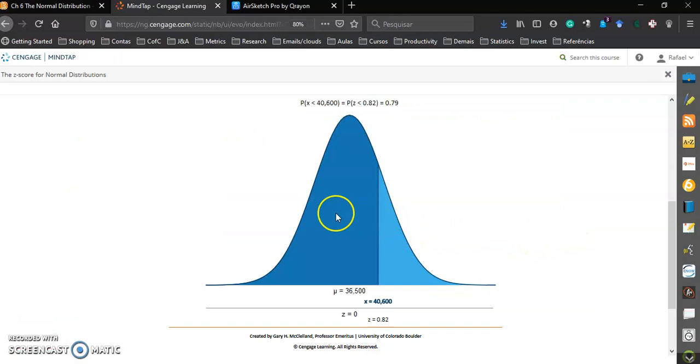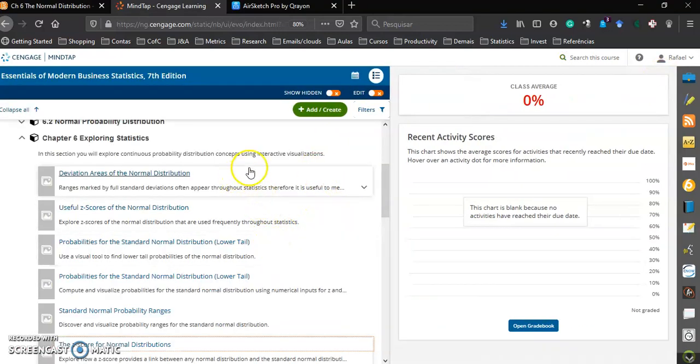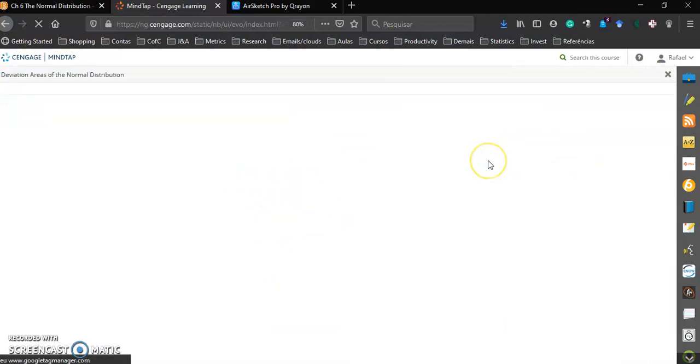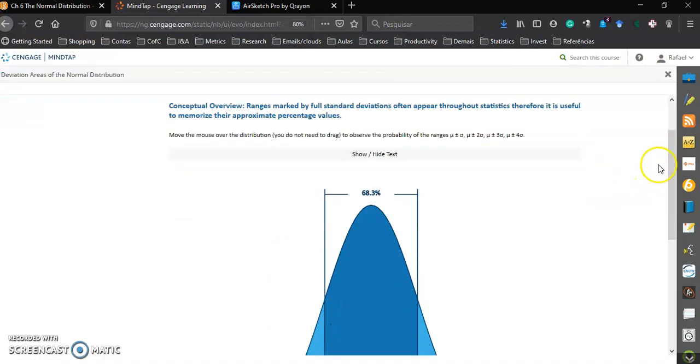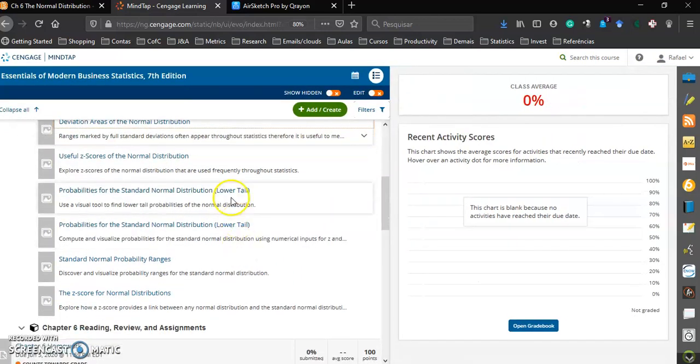Let's take a look here. Let's see if this one does the job of showing you. Okay, no, this one we saw before. No, useful z-scores probability. Let's take a look at this.